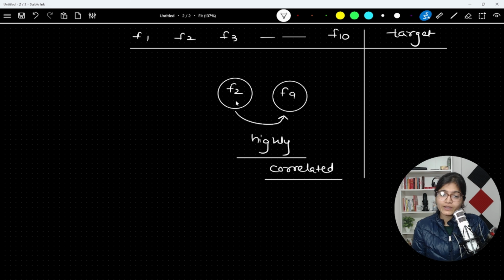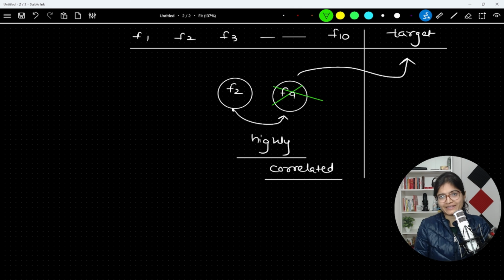Means they are trying to convey a similar kind of pattern, similar kind of information, which is responsible to give this target value, which is responsible to give these target predictions. So that's why we usually try to take only a single feature rather than taking all the features. So it's kind of a feature selection technique, you can say.